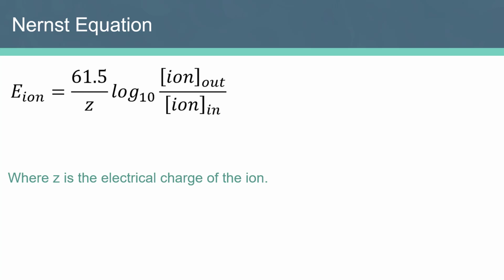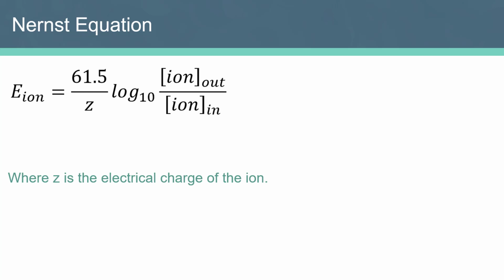Shown here is a version of the Nernst equation that is correct for a temperature of 37 degrees Celsius, which is the normal core body temperature of a mammal. The equilibrium potential of an ion, E ion in millivolts, equals 61.5 divided by Z multiplied by log base 10 of the ion concentration outside divided by the ion concentration inside, where Z is the electrical charge of the ion. For example, Z is 1 for potassium, which is monovalent and has a positive charge.